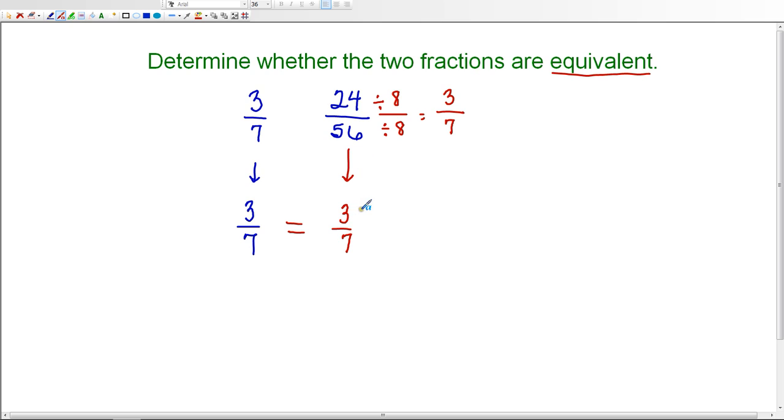Because when they're both in lowest terms, they are equal, they are the same fraction. So simplifying fractions has multiple uses, and one of them is to determine whether fractions are equivalent.